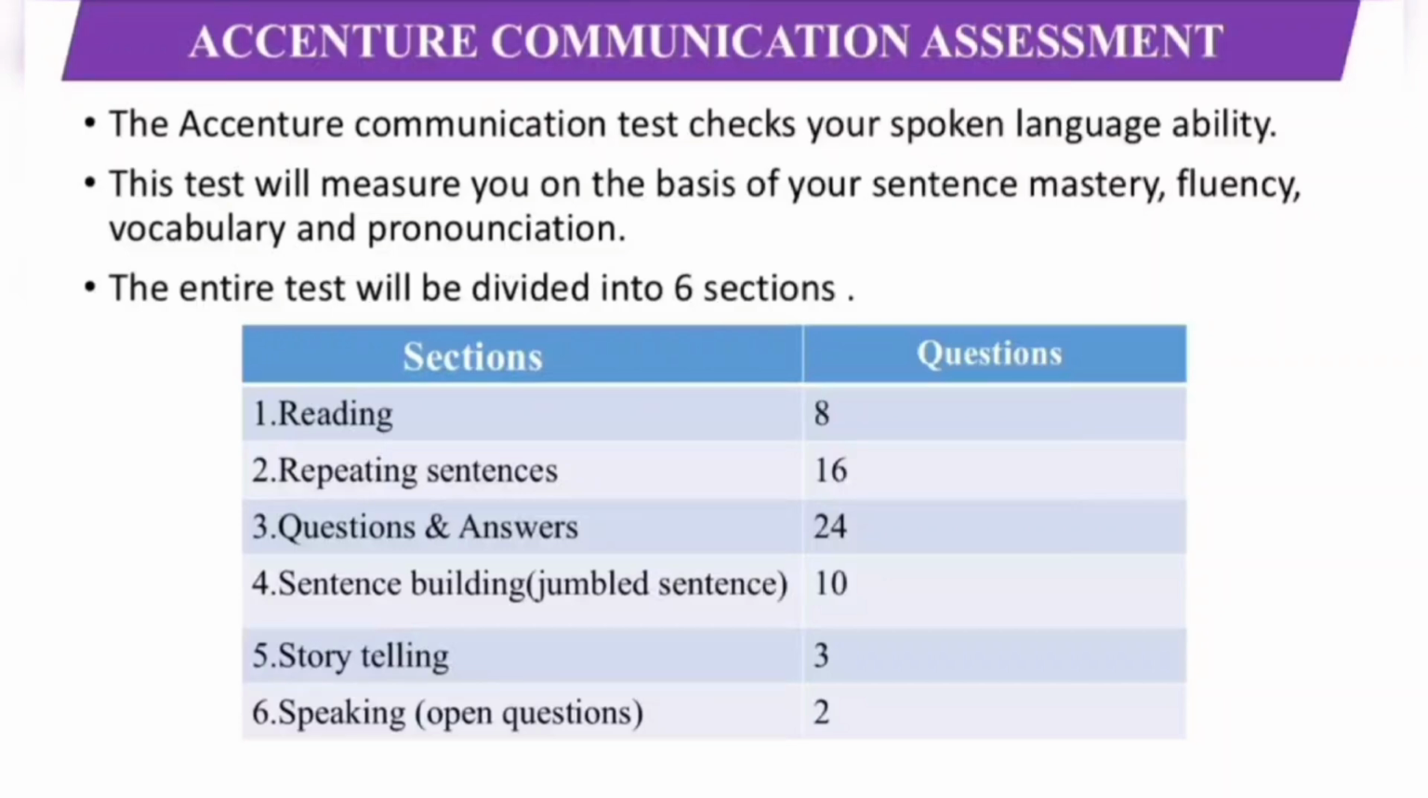First section is reading. Read 8 sentences aloud within 20 to 30 seconds. The next section is repeating sentences. Repeat 16 audio sentences. The next section is question and answers. Answer 24 oral questions in 1 or 2 words. The next section is sentence building or jumbled words. Unscramble 10 jumbled audio sentences and read them aloud.